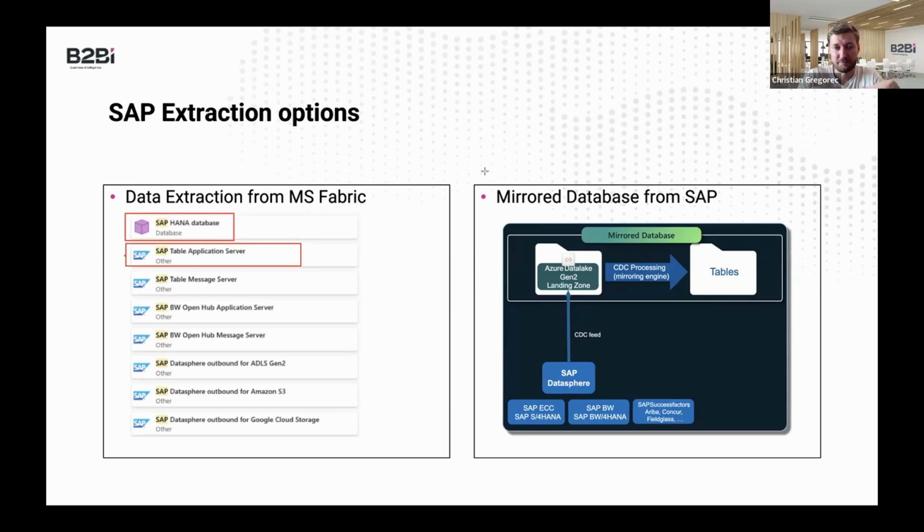Well, then the other major way of getting data out of SAP is to actually use a solution called mirroring. And that is a way where we're actually replicating the data near real time. And we will talk about that a little bit more in the upcoming slides. But first, let's really look at how we're doing the extractions from Microsoft Fabric.